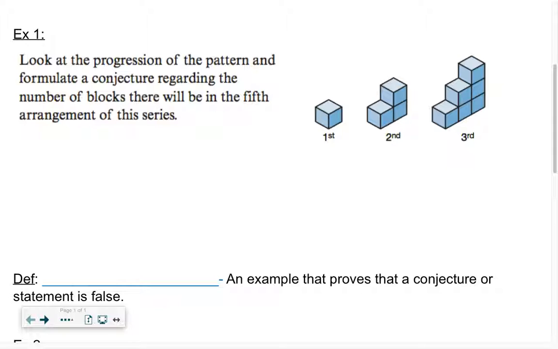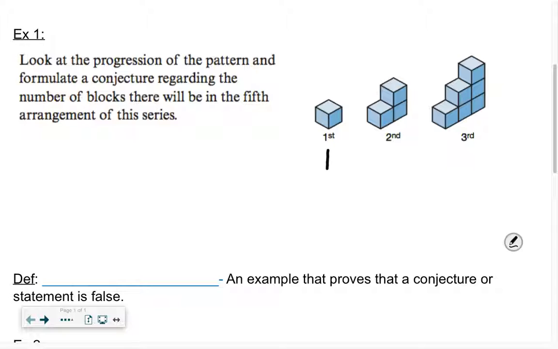Allie and Liz, 15. Colby and Taslin, 15. Any others? A couple of different ways you could go about it. You can actually draw the blocks in if you want to for the 4th and 5th step. I maybe wouldn't do that. Maybe instead I would actually list the number of blocks that I'm seeing in each one.